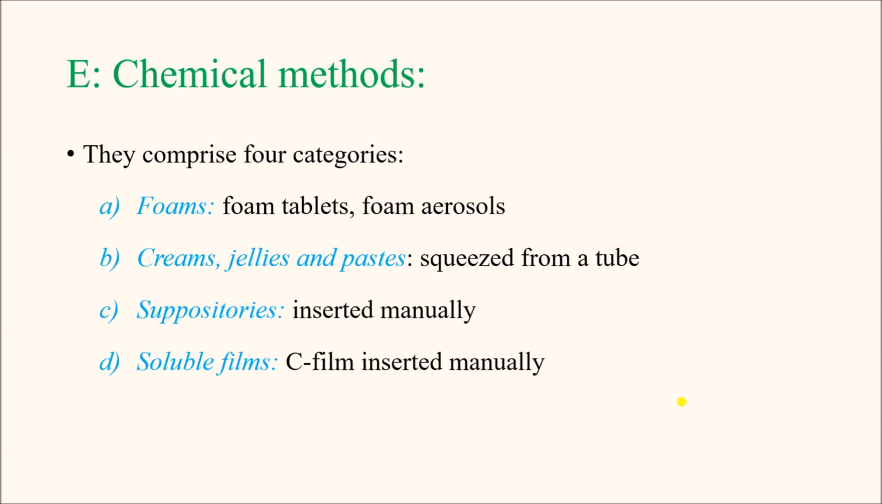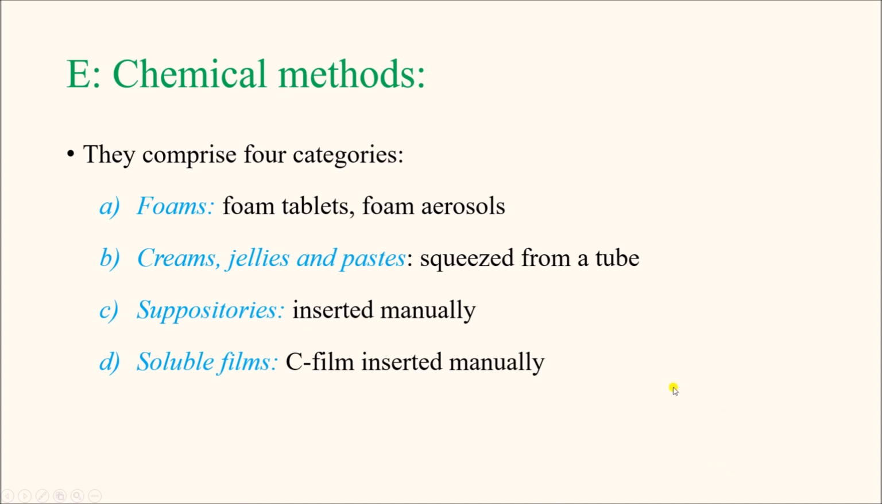Then we have the chemical methods. There are different categories of chemical methods. We can have foams in the form of foam tablets or foam aerosols. We can have creams, jellies, or paste which are squeezed from a tube. There can be suppositories inserted manually, or there can be soluble films inserted manually.